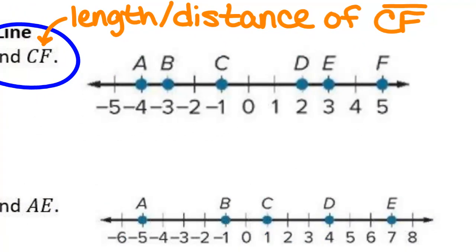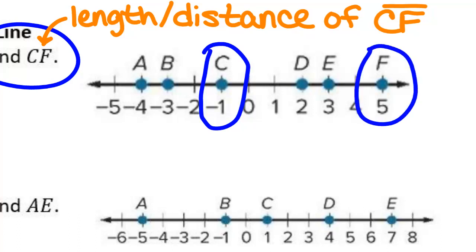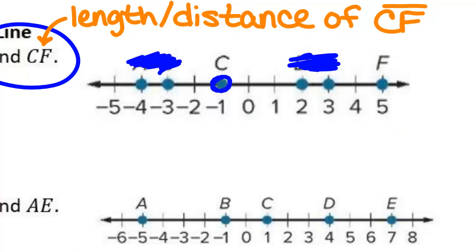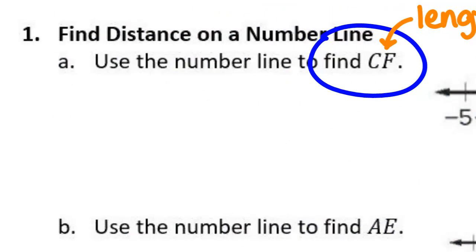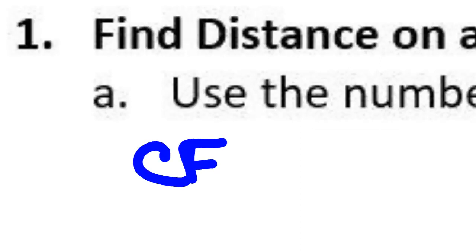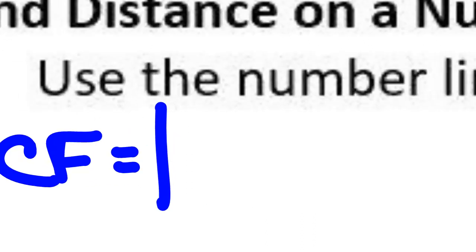So I'm going to come over here. We're going to look at point C. We're going to look at point F. And we're going to ignore everything else over here. We want to find the length or the distance from this point here over to this point here. So CF equals, and then I need my absolute value bars. And I'm going to take those 2 numbers and I'm going to subtract them.